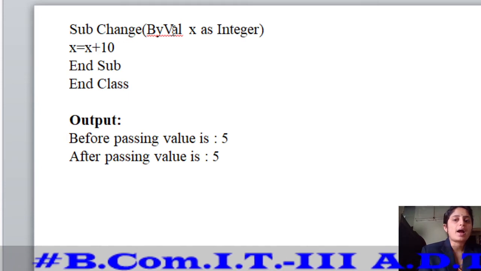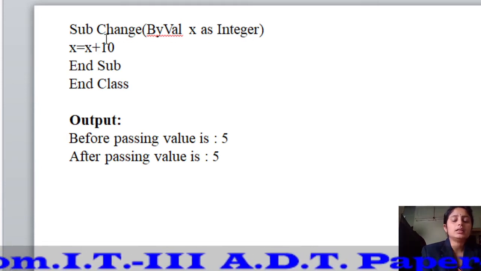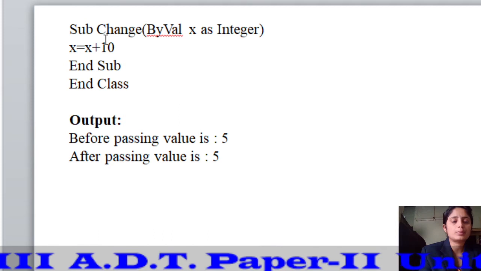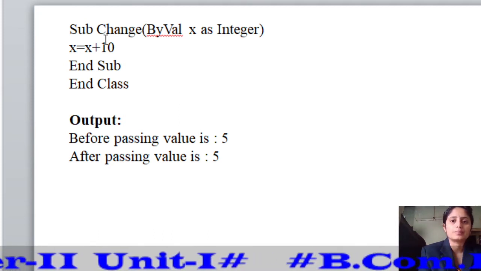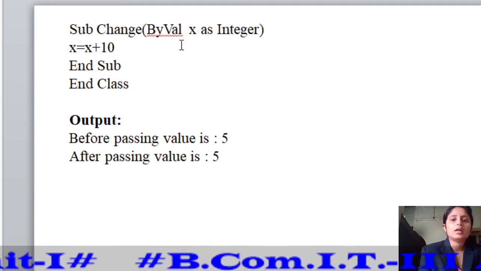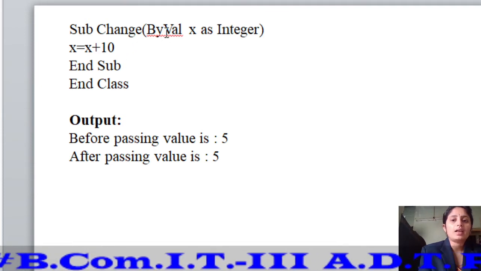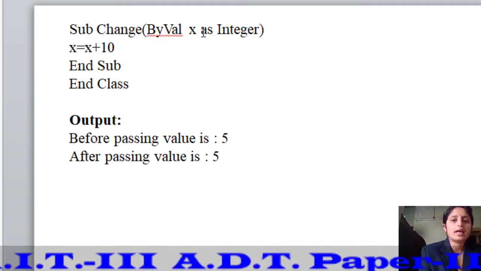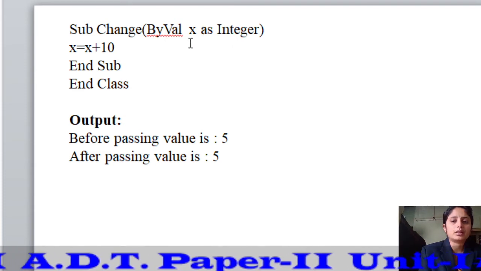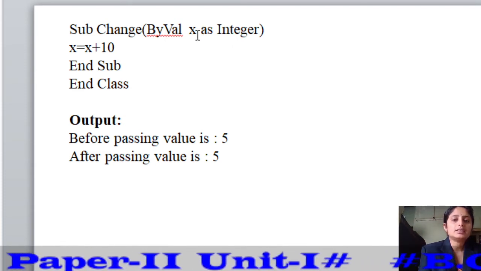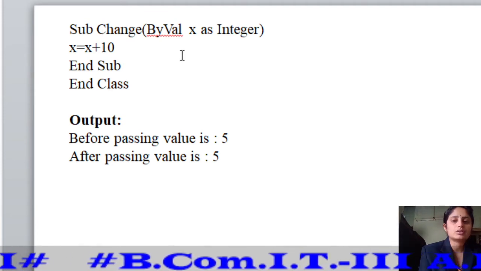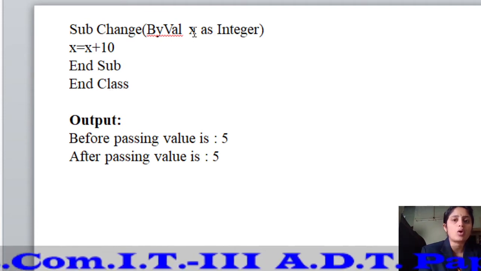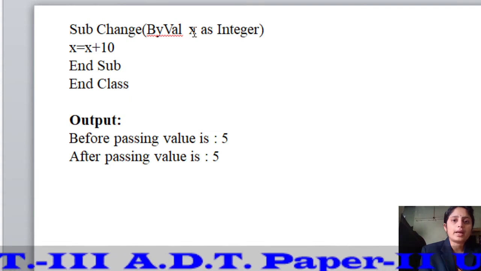Sub ChangeByValue(ByVal x As Integer). As a procedure we can use a subroutine, and we can also use a function. In this subroutine, ByVal is a keyword and x is a parameter. The x parameter is used in the procedure definition, so the x parameter is called a formal parameter.